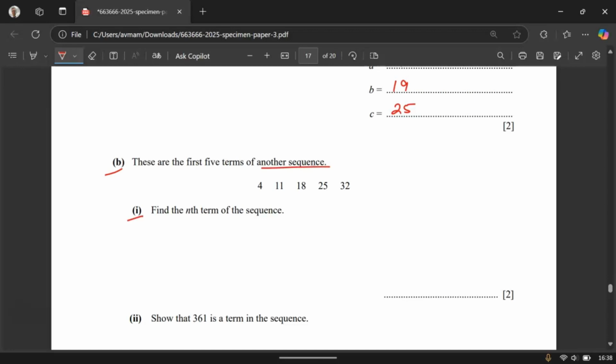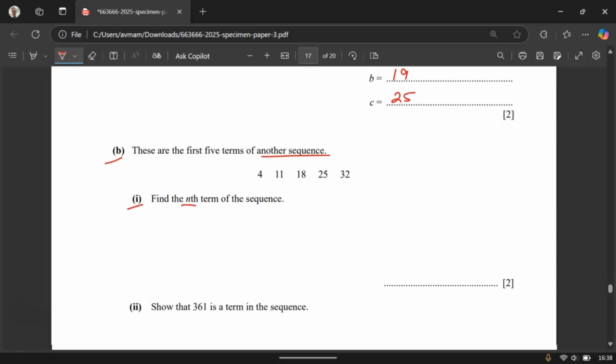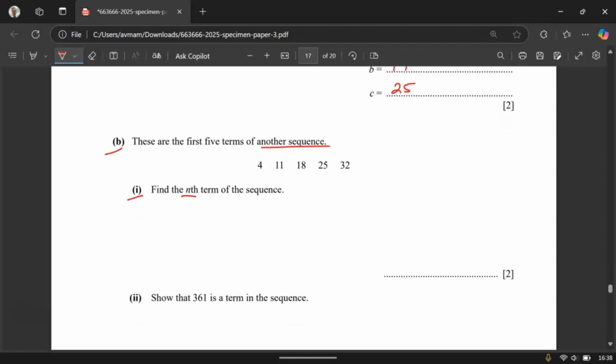In part B, these are the first 5 terms of another sequence: 4, 11, 18, 25. Number 1, find the nth term of the sequence. So let's see what we are adding each time. 4 plus 7 gives you 11. 11 plus 7 gives you 18. 18 plus 7 gives you 25, and so on.